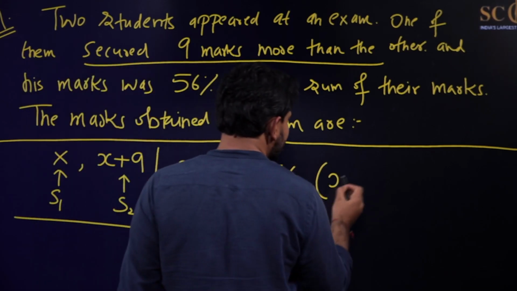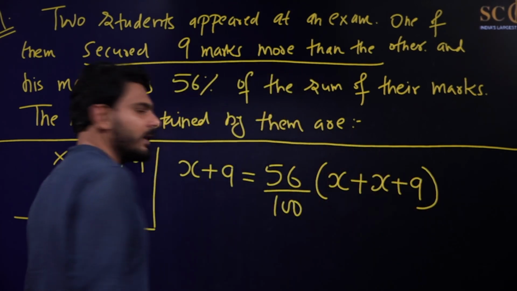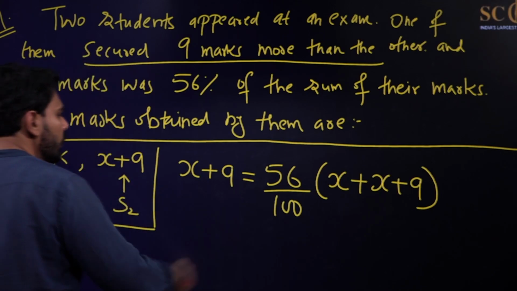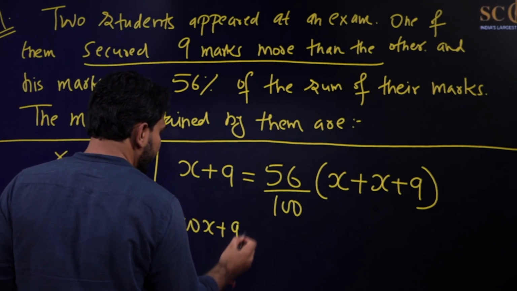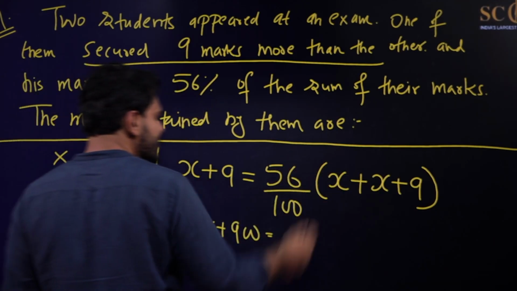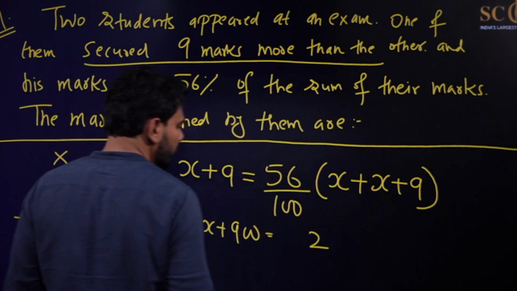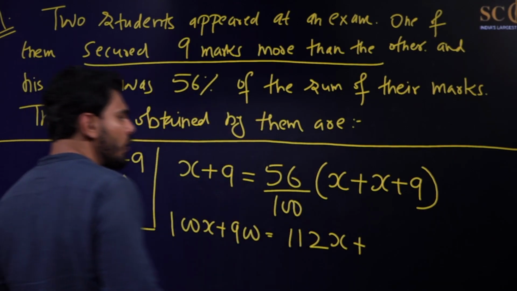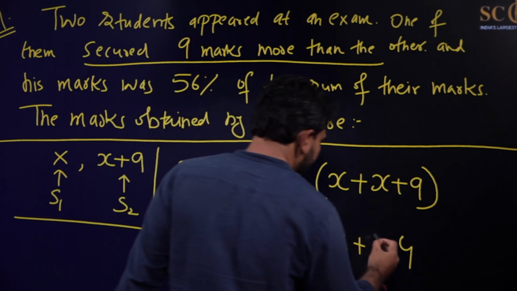So it will be X plus 9 equals 56 over 100 times (X plus X plus 9). Now you have to just solve it and you will get your answer. After cross multiplication, you will get 100x plus 900. X plus X plus 9 is 2x plus 9, so 56 multiplied by 2 will be 112x, and 56 multiplied by 9 is 504. 9 times 6 is 54, 9 times 5 is 45, so 504.